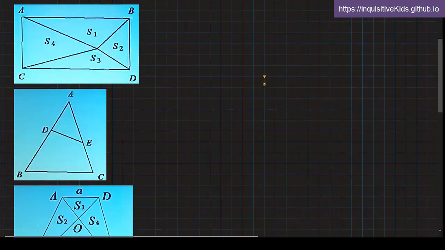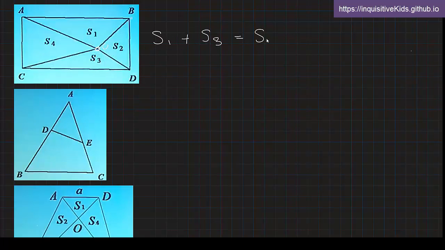It's basically a rectangle split into 4 sections, and it's all triangles. And this is O. O is a random point anywhere in here. So you might think that it's not organized, but really there is a pattern to it. Actually, S1 plus S3 is equal to S2 plus S4. So the opposite triangles, the opposite areas added together, equal each other. So that's interesting.